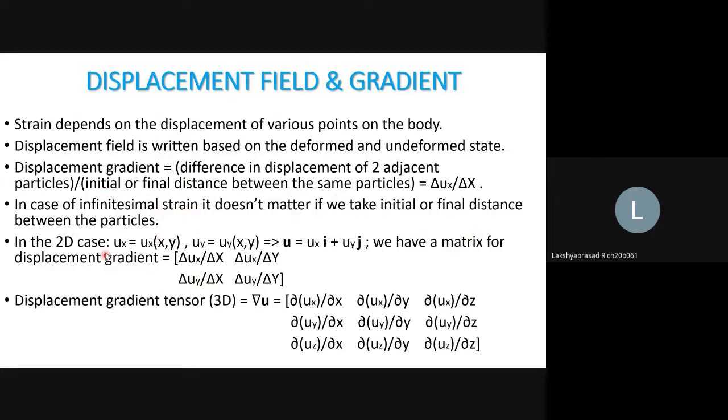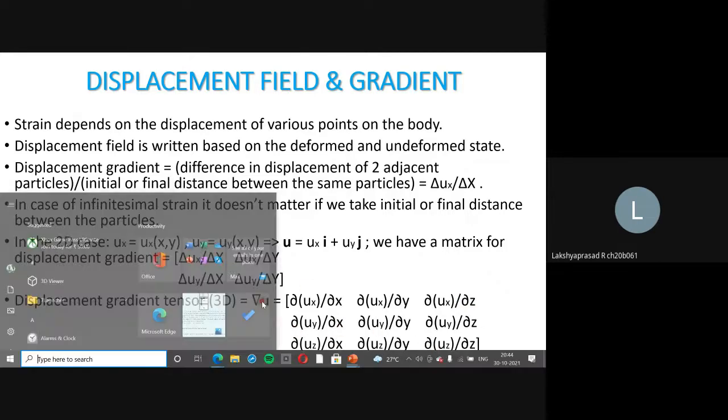Between the particles. In the 2D case, ux will be equal to ux of x comma y, and uy will also depend on x and y of the particle we are considering, and therefore the displacement field will be given as shown. And for displacement gradient, we'll have a 2 by 2 matrix as you can see over here, and in case of 3D we'll have a displacement gradient tensor with 9 components, as you can see: dou by dou x of ux, dou by dou y of ux, dou by dou z of ux, and similarly for uy and uz. Thank you, and we will take it on from the next lecture.